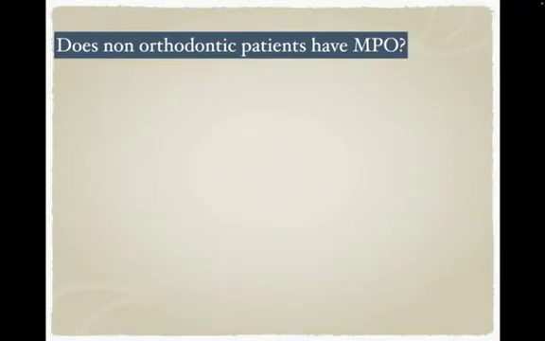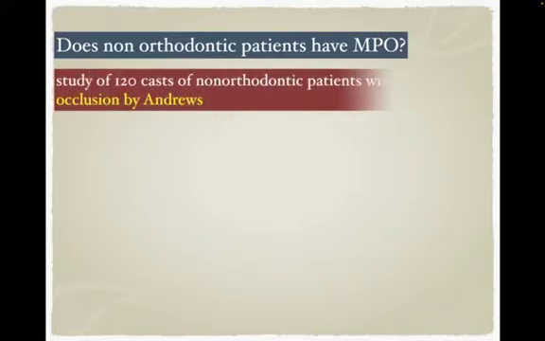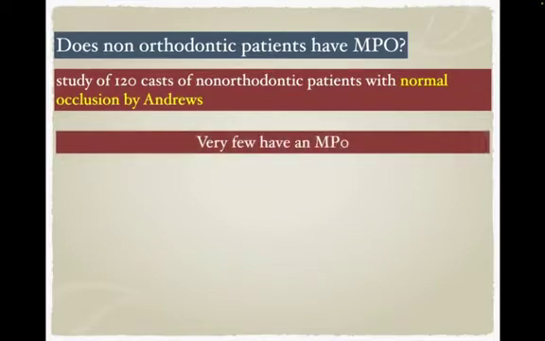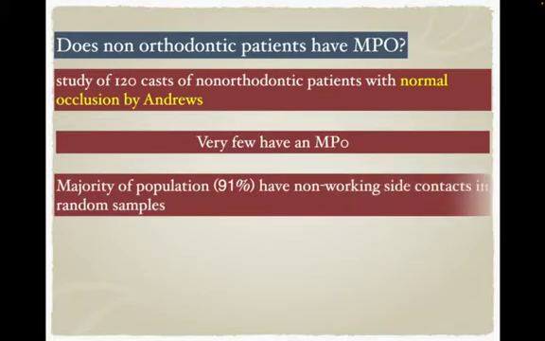So now, all of this mutually protected occlusion was suggested by Roth, but do non-orthodontic patients have the mutually protected occlusion as suggested by Roth? The study of 120 casts of non-orthodontic patients done by Andrews showed that very few of them have mutually protected occlusion. All right. While in the population, they did a random study and examined patients randomly, and they found that 91% of them have a non-working side contact.